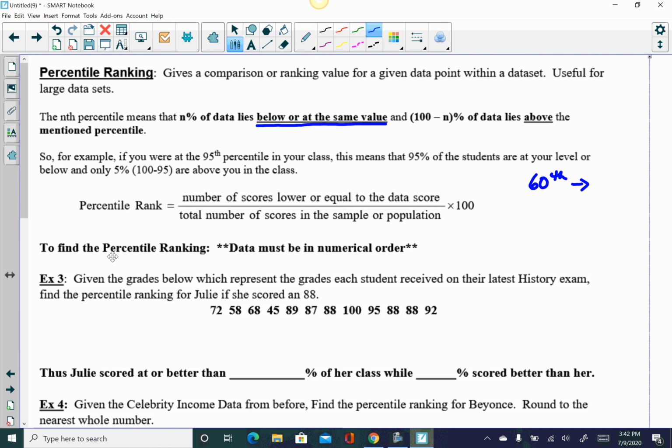Key note here: to find percentile ranking, your data has to be in order, so always be sure that you do that. The percentile ranking formula is on the formula sheet for you, and it is simply just counting. You just count the number of scores lower or equal to your particular data score, divided by the total number of scores in the sample or the population, times 100. So essentially it's like a part over whole times 100.